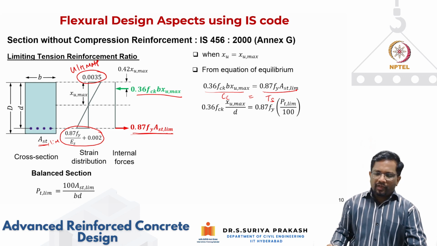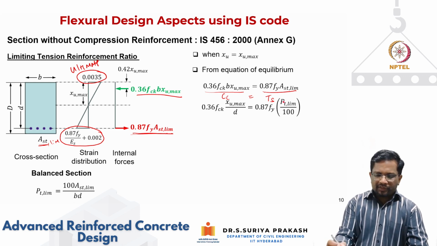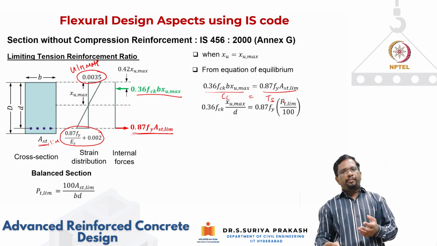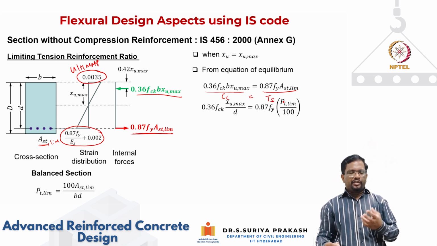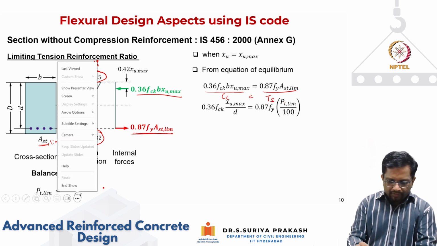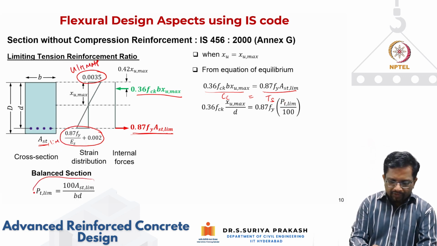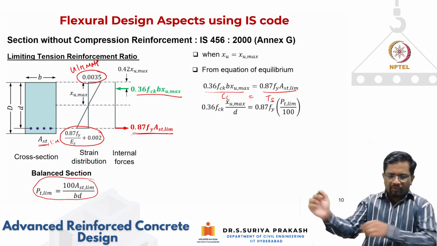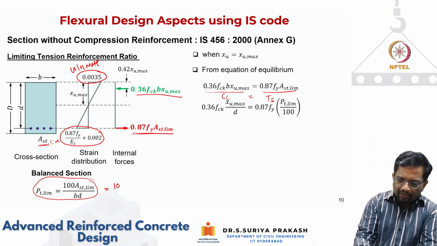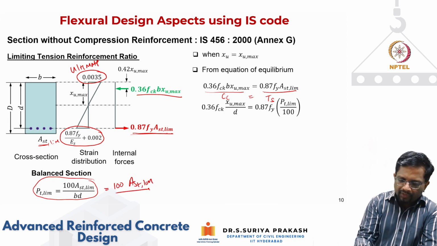Again, when I take this B to this side. Now why I'm doing this is, usually it is written as PT, tension reinforcement PT. Now what is PT limiting? So this is what we have here. So you see here, this is your PT limit. So how do we define the PT limit? It is in terms of percentage: 100 times AST limit divided by B times your effective depth D.